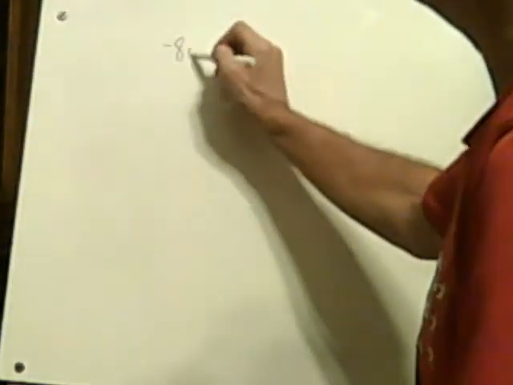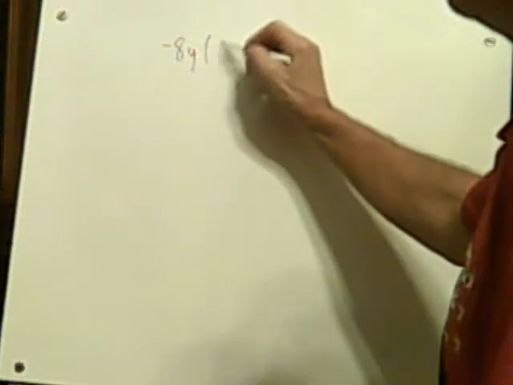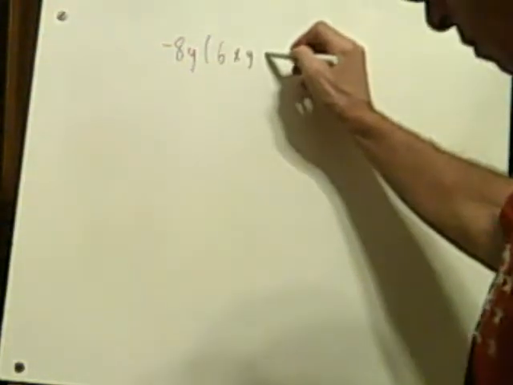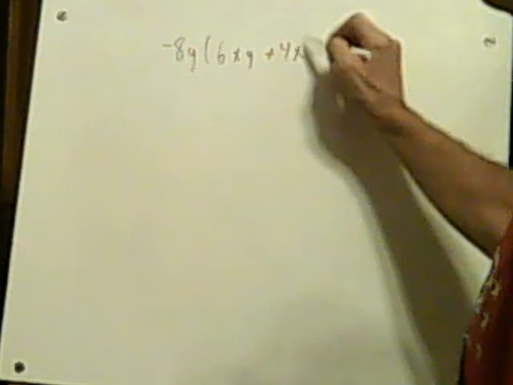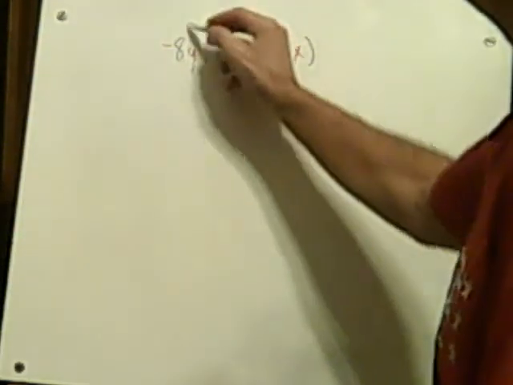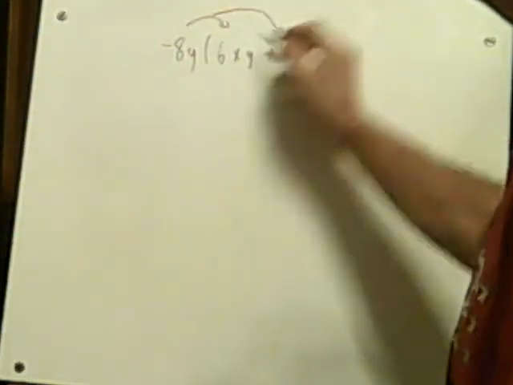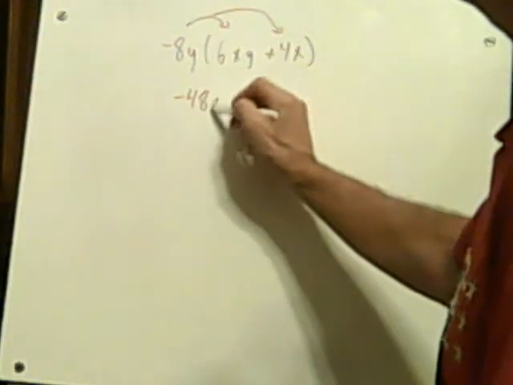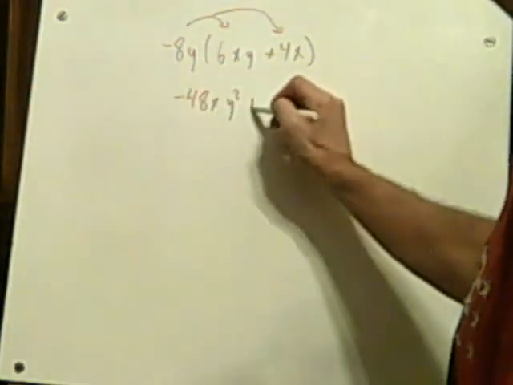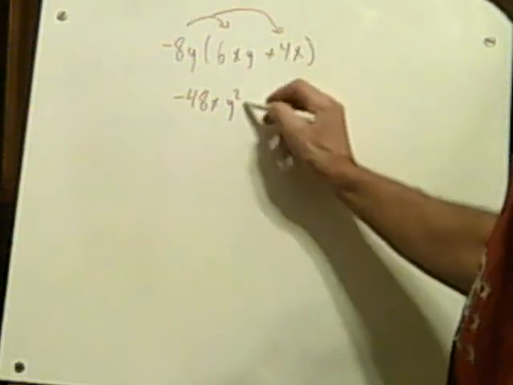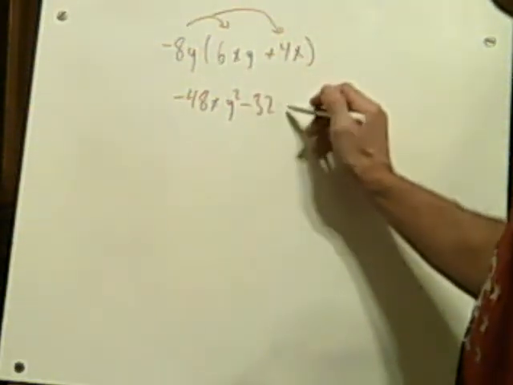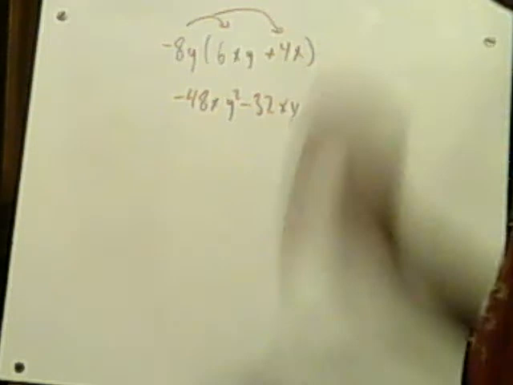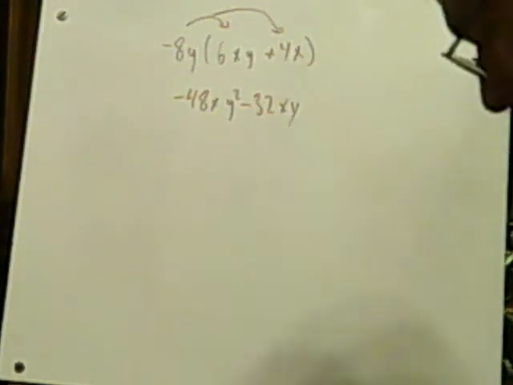Minus 8y times 6xy plus 4x. Okay, now I'm just going to do it. And after a while, I'll stop drawing the arrows. Minus 48xy squared minus 32xy. Okay.